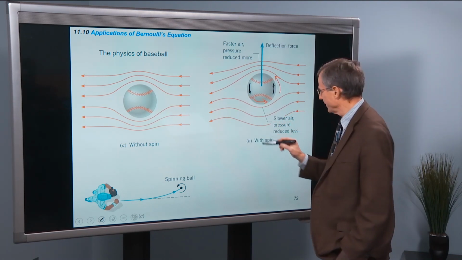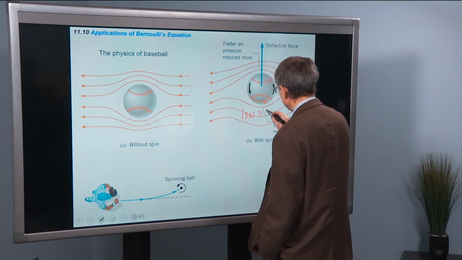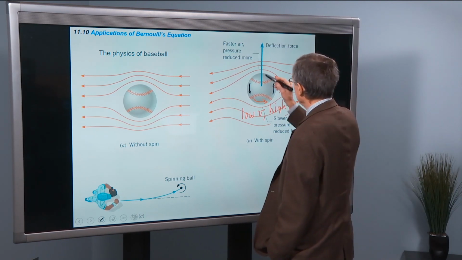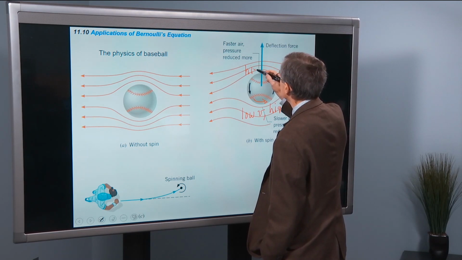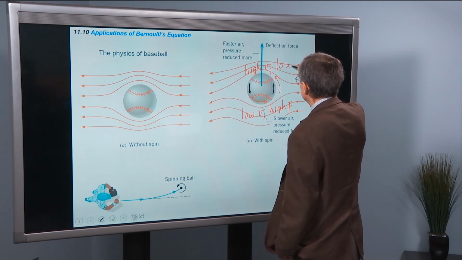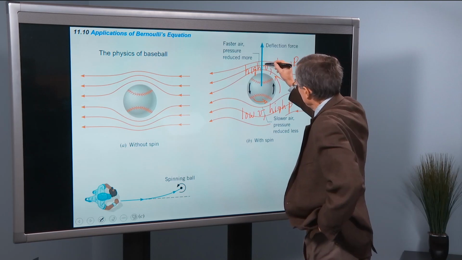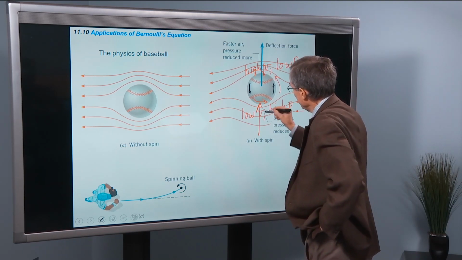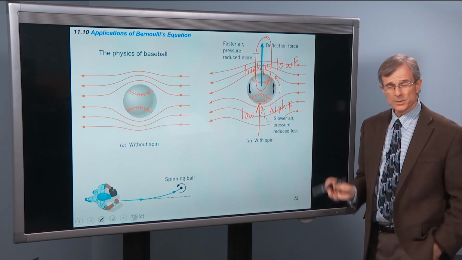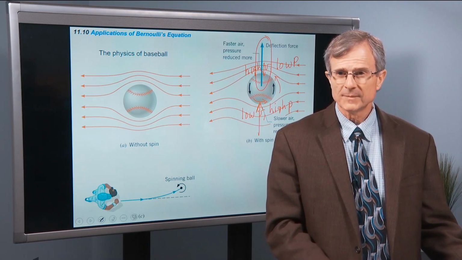So we get a low velocity and a high pressure. And up here we get a high velocity and a low pressure. So on this side of the ball we have a low pressure, on this side of the ball we have a high pressure, so there's a net deflection force that causes the ball to curve. That's how curved balls work.